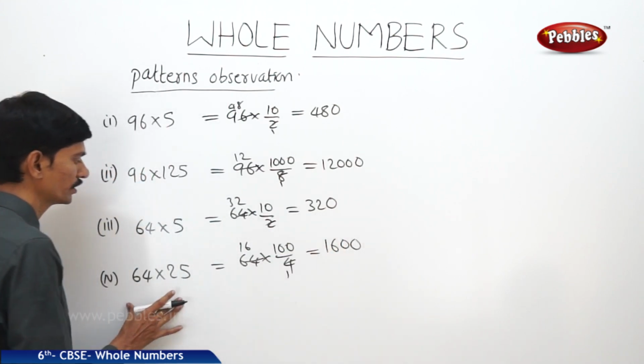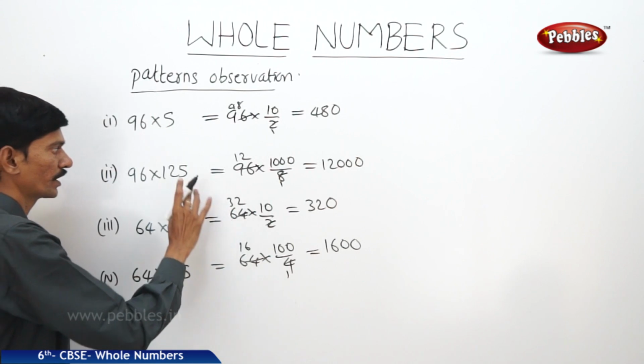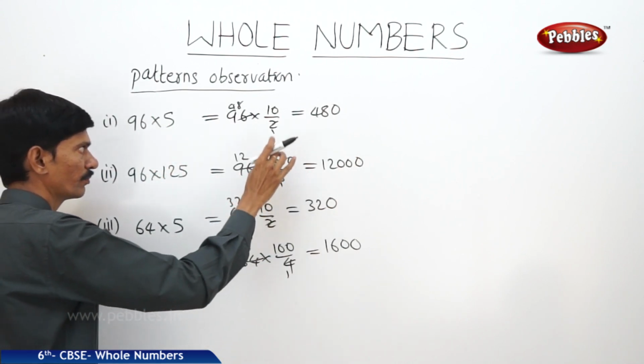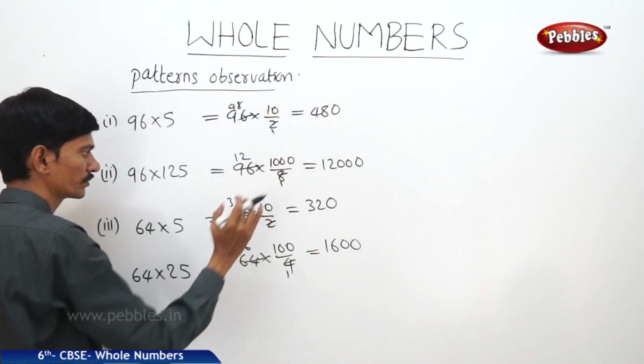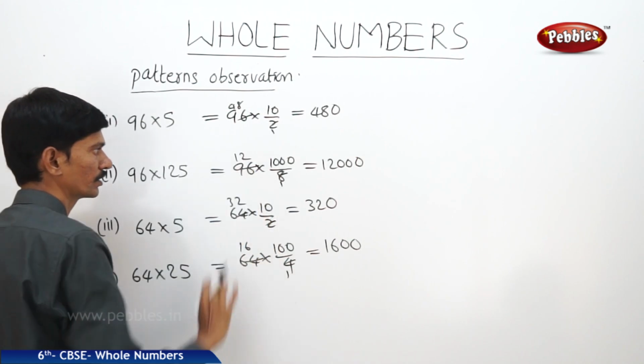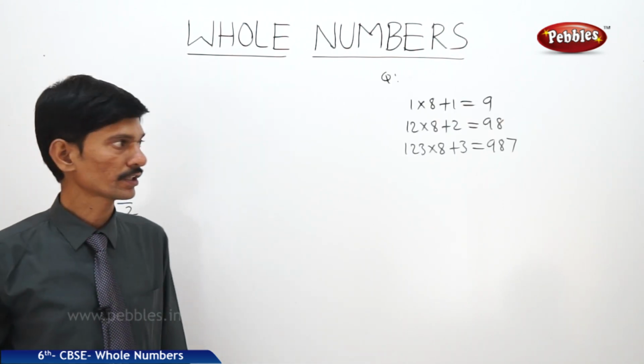So we can multiply any two numbers by writing one of the two numbers in the form of 10 by something, 1000 by something, so then we can cancel and multiply by 10, 100, 1000, etc. Now let us see the questions.